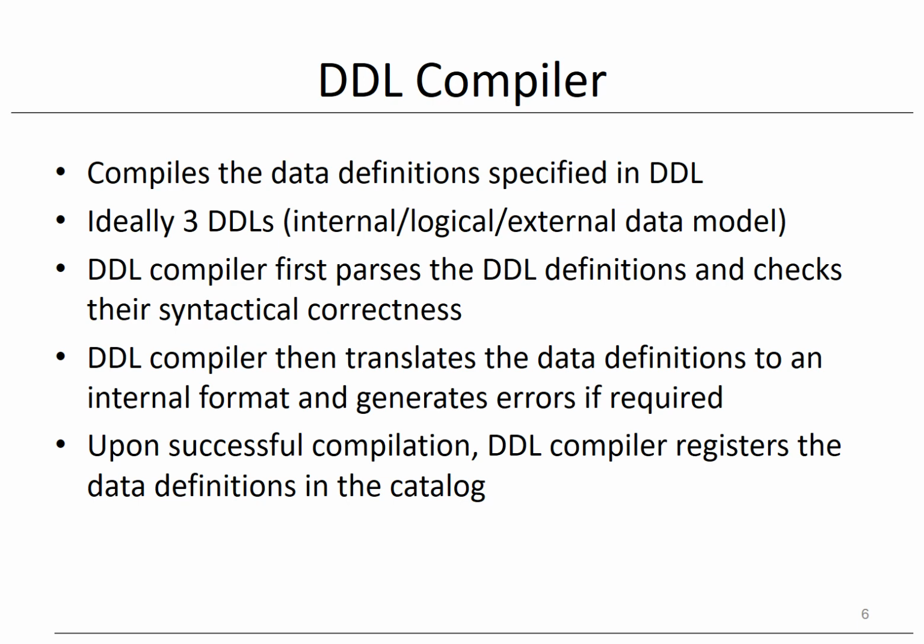The DDL compiler first parses the DDL definitions and checks their syntactical correctness. It then translates the data definitions to an internal format and generates errors if required. Upon successful compilation, it registers the data definitions in the catalog where they can be used by all the other components of the DBMS.